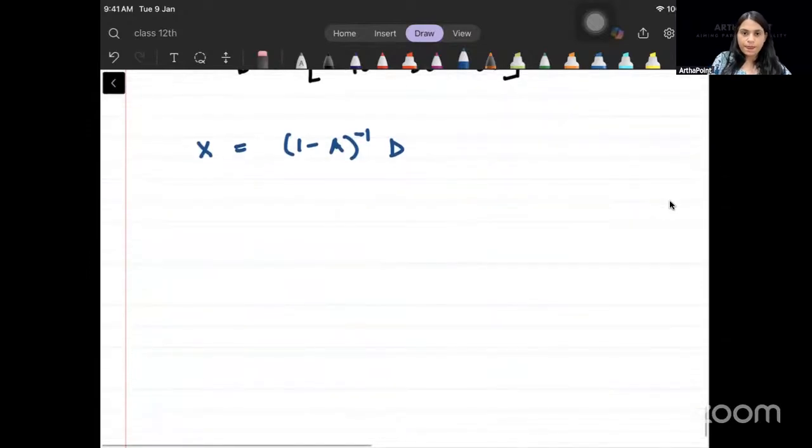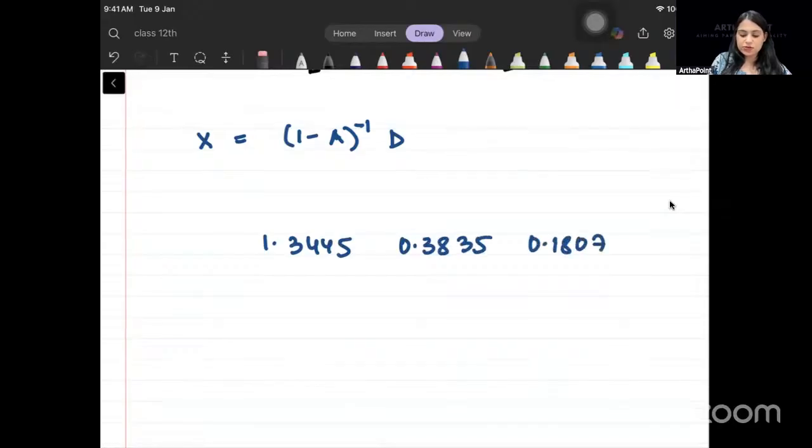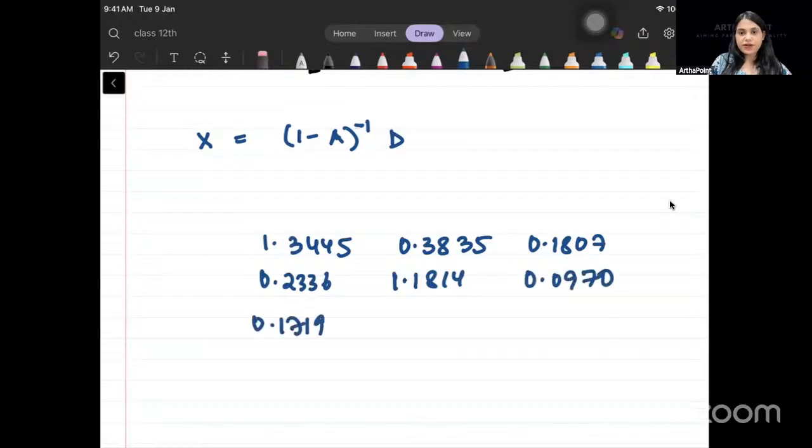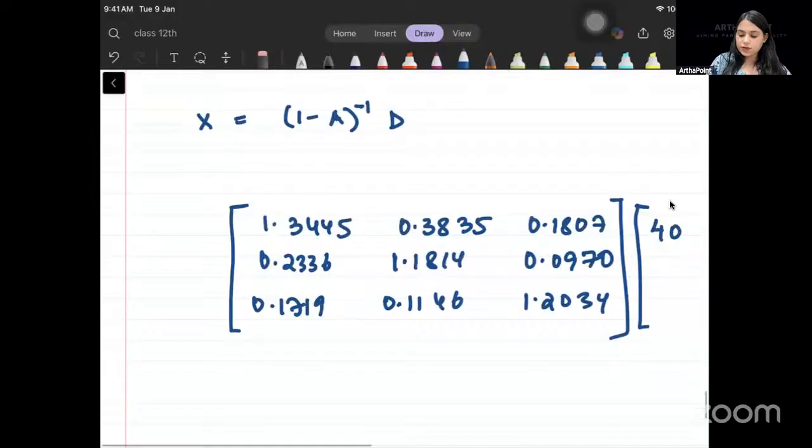ठीक है? So 1.3445, 0.3835, 0.1807, 0.2336, 1.1814, 0.0970, 0.1719, 0.1146, 1.2034 multiplied with 40, 50 and 60. Okay, so then I leave it to you.